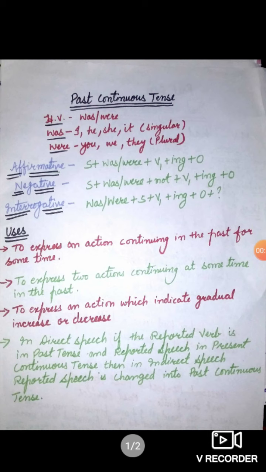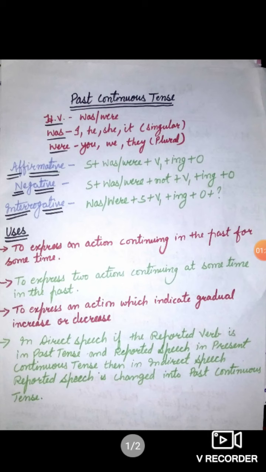Now it's turn to learn about negative sentences formation. Subject plus was/were plus not plus first form of verb plus ing plus object. As far as interrogative sentences are concerned, as you all know, helping verb is used first, thereafter subject. Was/were is used according to the subject, then first form of verb plus ing plus object and question mark.